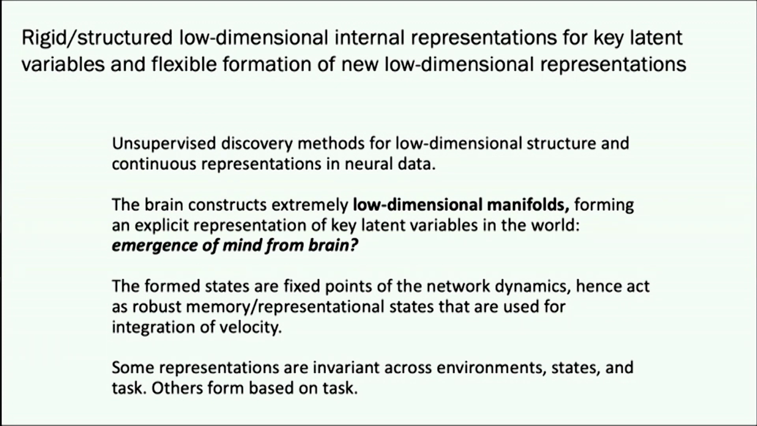And so we used unsupervised discovery methods to reveal this low-dimensional structure and found that there are these very abstract low-dimensional representations, and these form very explicit representations of these latent variables in the world. Some representations are invariant across environments and states, and others are really based on the task, because the same neurons can encode this two-dimensional space with the three-dimensional manifold, and the same neurons can then do it for a one-dimensional sound task using a two-dimensional manifold. So that's a reconfigurable example of a manifold.